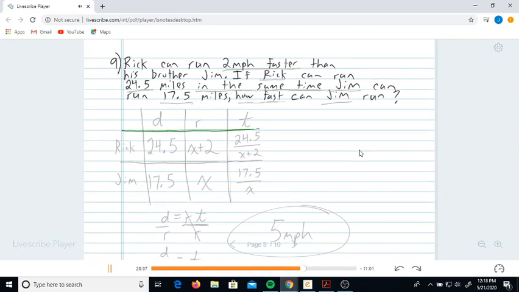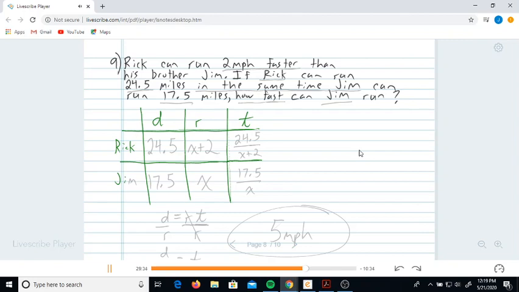So here, Rick can run 2 miles per hour faster than Jim. Rick can run 24.5 miles in the same time. Then Jim can run 17.5 miles. How fast can Jim run? So this is clearly a uniform motion application. So we got distance equals speed times time. We got Rick and we got Jim.